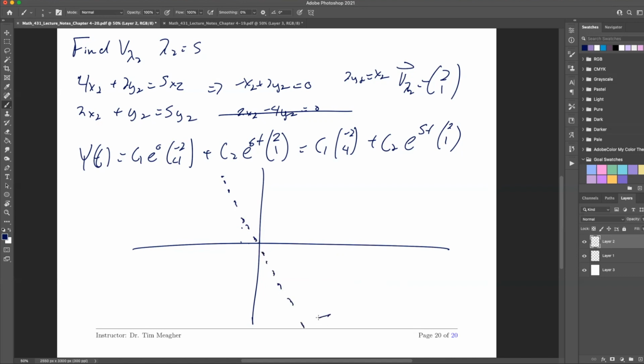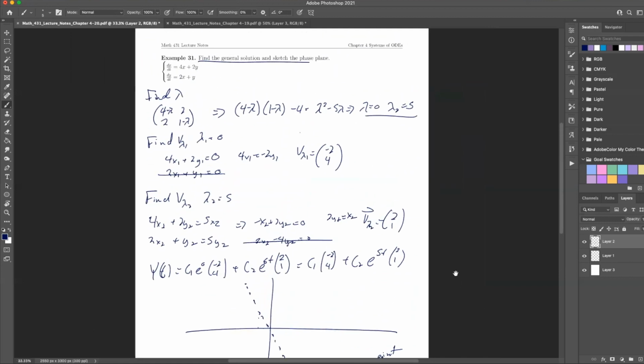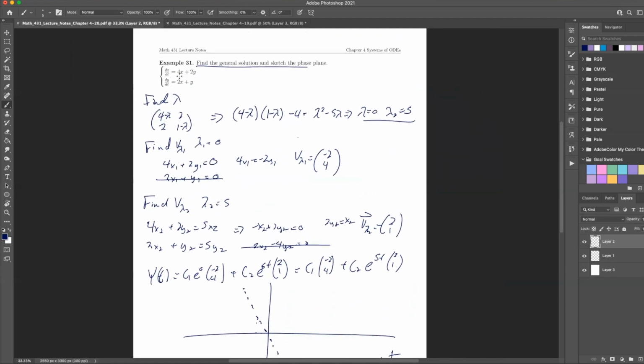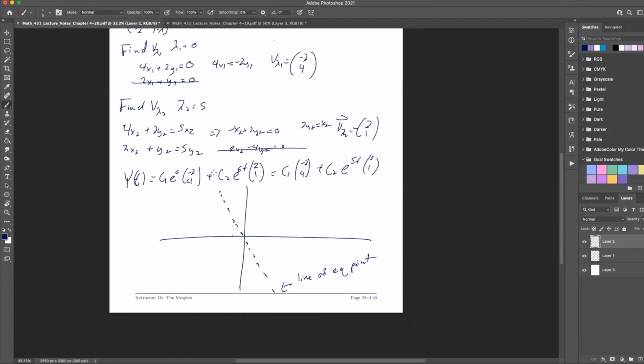Okay, so this right here is a line of EQ. Because notice, if x was negative 2 and y was 4, my change in x would be 0, and my change in y would be 0. So it'll just sit there, right? There is no movement. If my x was minus 1 and my y was 2, this would also be 0 and 0. And if my x was positive 1 and my y was negative 2, this would also be 0 and 0. So everything along this vector is going to be equilibrium points.